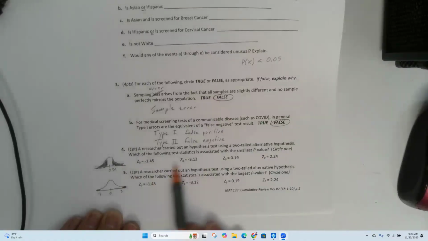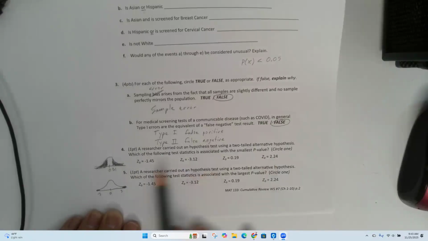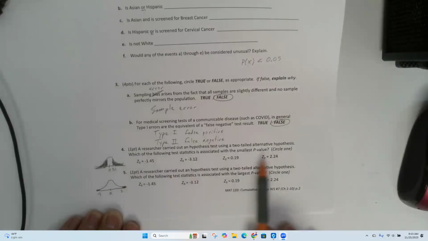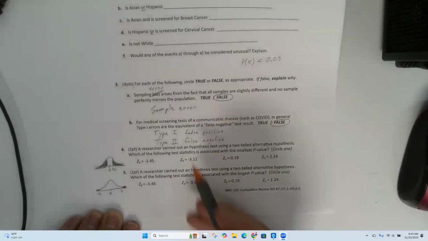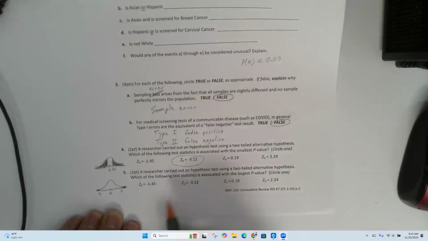Okay, so which of these are farthest away from 0? Basically, ignoring the negative, which one is biggest? So this one, negative 3.12. 3.12 is going to be way out here, okay? And so you're going to be shading a very little bit on that side and a very little bit on that side.